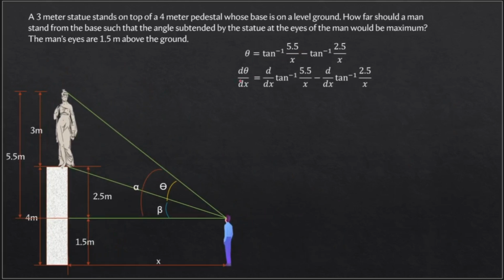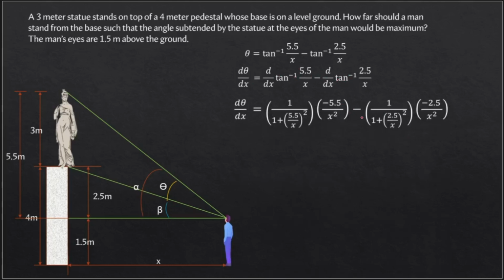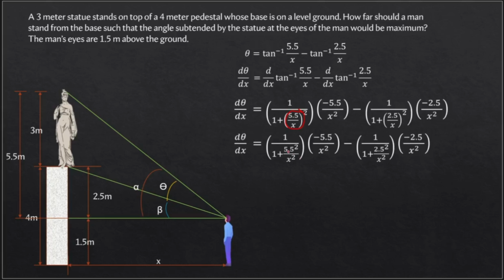Now d theta divided by dx, let's just substitute the derivatives of these terms. We would have this one. Now we still have a lot of terms in our denominator. Now to clean this up, we first have to notice that in the denominator, we could square this term. Now this is a fraction, so we have to square the numerator and the denominator. So we would have this one. This now becomes 5.5 squared divided by x squared, and the other one becomes 2.5 squared divided by x squared.